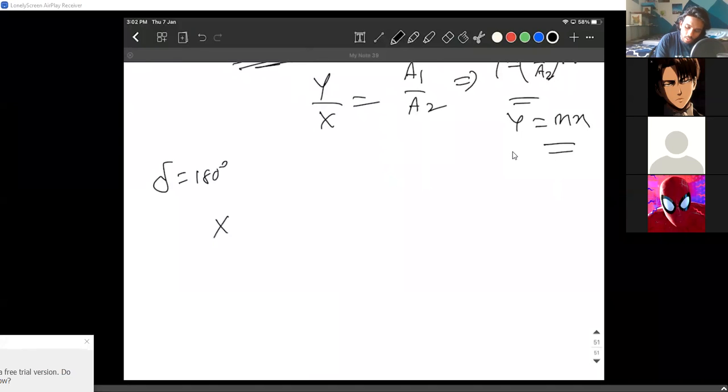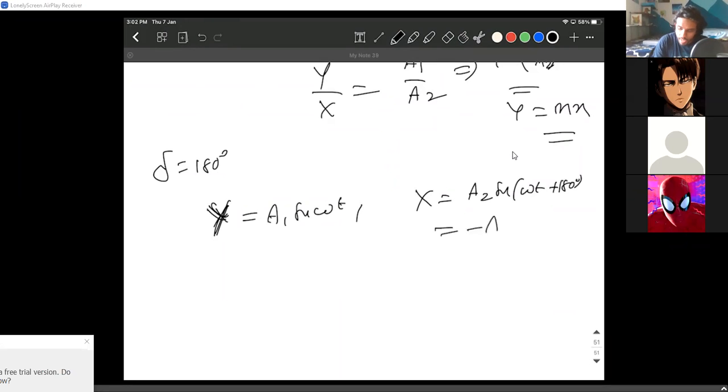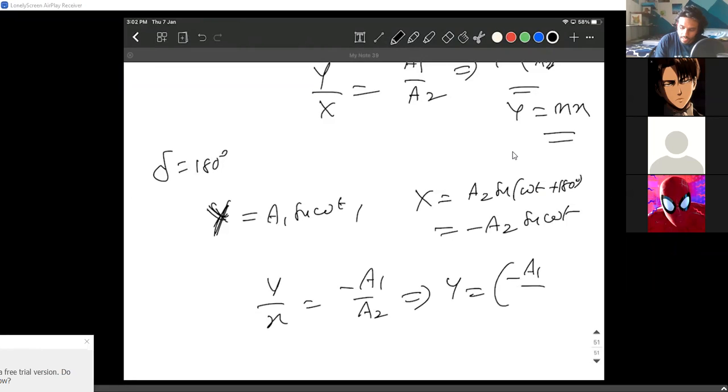Now delta is 180 degrees. So y equals a1 sin omega t, x equals a2 sin(omega t plus 180). It will make it minus a2 sin omega t. So y by x this time becomes minus a1 by a2. So it is still a straight line equation, y equals minus a1 by a2 into x. Okay. Now you can see my screen, right?